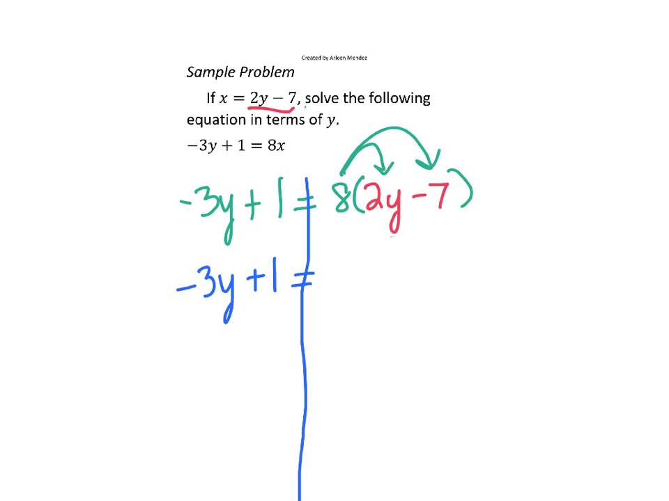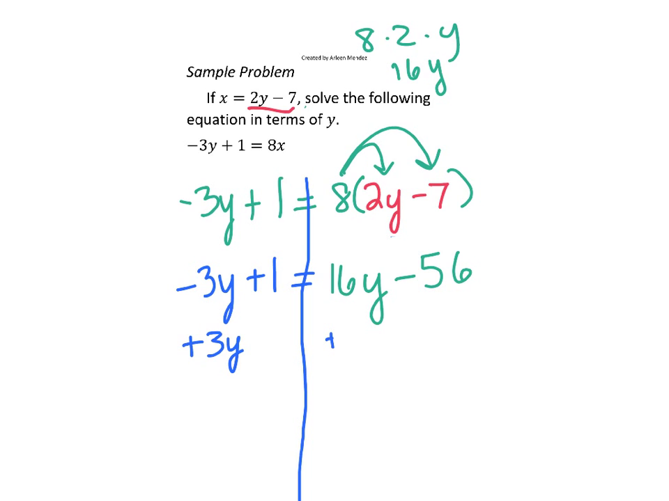8 times 2 times y. That's 16y. 16 times y, right? So 8 times 2y is 16y. Positive 8 times negative 7 is negative 56. All right. Now this looks like an equation that we're more used to, so we can solve this equation here. I'm going to do so by getting this term, that negative 3y, and canceling it out. So I'm going to add 3y to both sides.